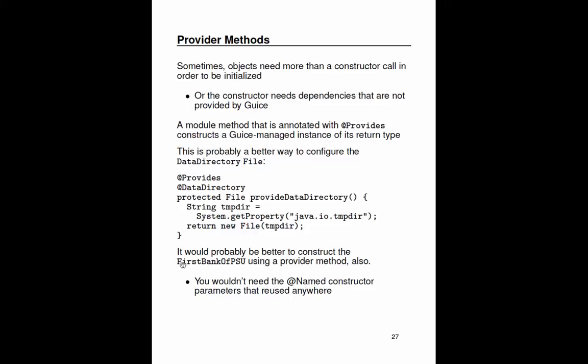And so the same thing with the first bank PSU, having those @name constructor parameters, it was a good example. I don't know if I would actually do it that way. I think it would probably be better, instead of having Juice create that one via reflection, to have the module specify it via an @provides method that creates it instead.